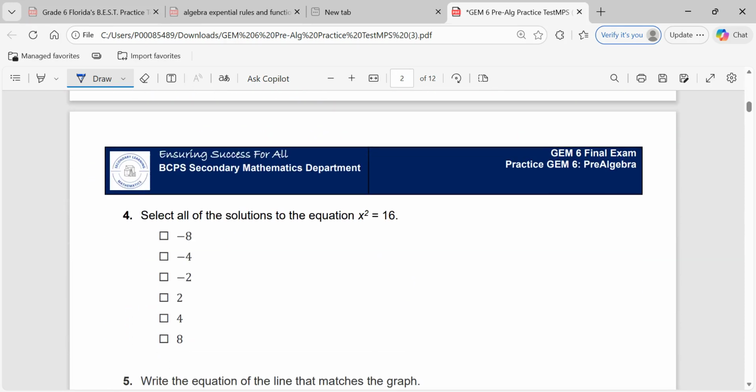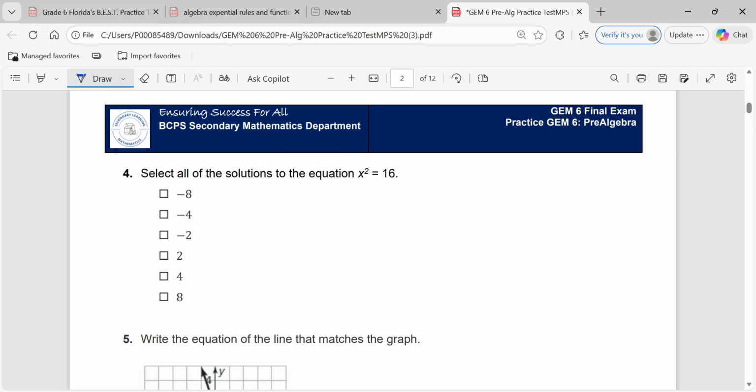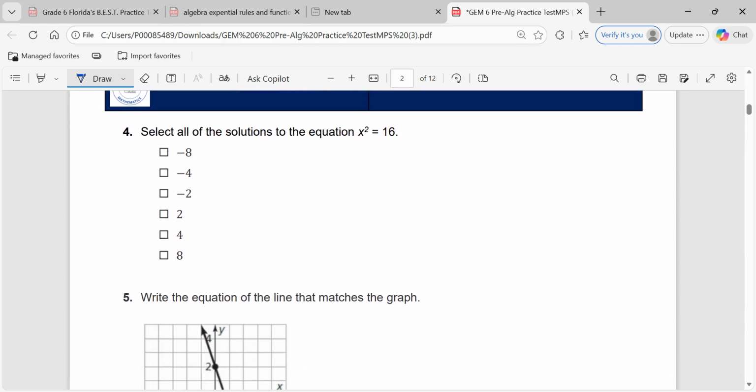All right, let's keep on going. They want me to select all the solutions to this equation. X squared equals 16. Well, X is a number. These are my options. I could go ahead and do -8 squared. No, when I put that in the calculator, -8 squared is going to give me 64.